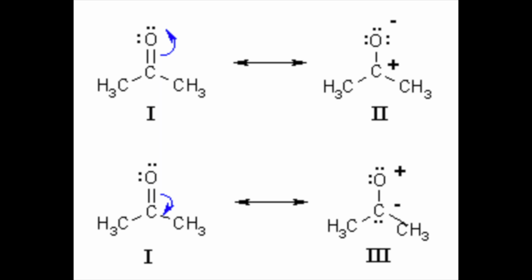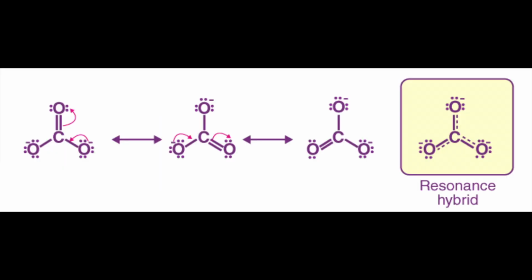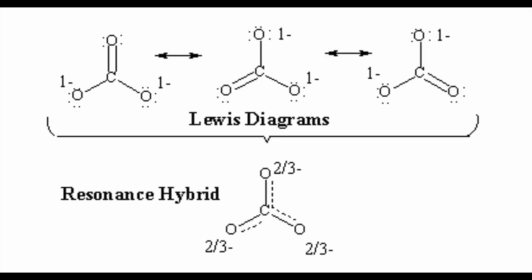Let's look at some examples, like CO3 2-. In this species, a carbon atom is connected to a neutral oxygen atom via a double bond and two negatively charged oxygen atoms with a single bond. These oxygen atoms have an extra lone pair, so they can drop down and form a pi bond, breaking apart the pi bond of the neutral oxygen atom and putting a charge on it.